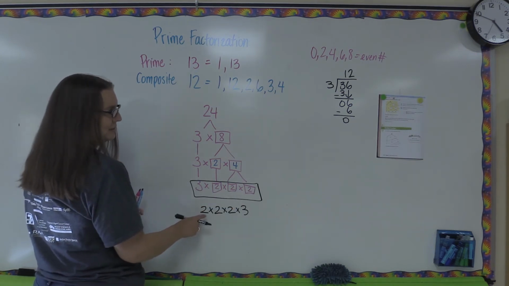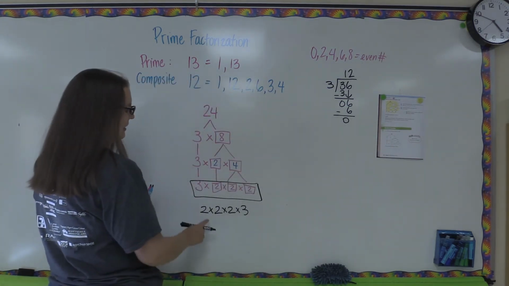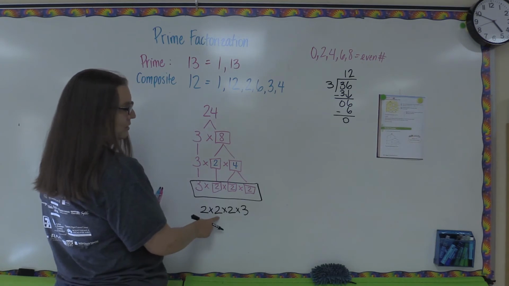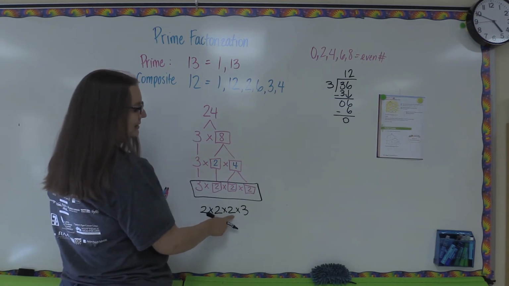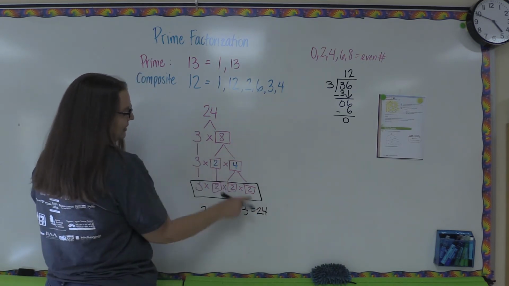Let's go ahead and do this math, which is going to be your answer right there, to check it, to make sure we did this correctly. So 2 times 2 is 4. 4 times 2 is 8. 8 times 3 is 24. So we did check out there.